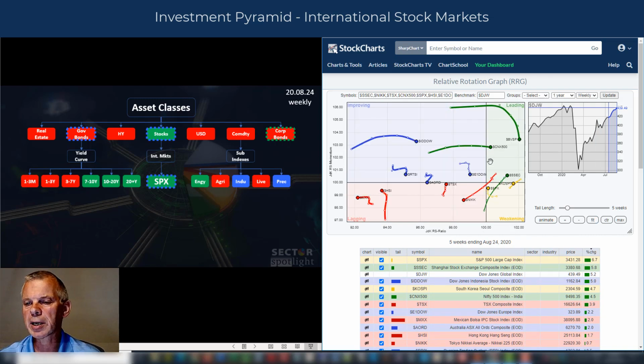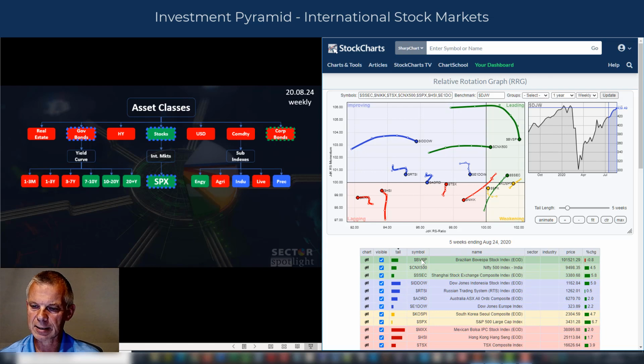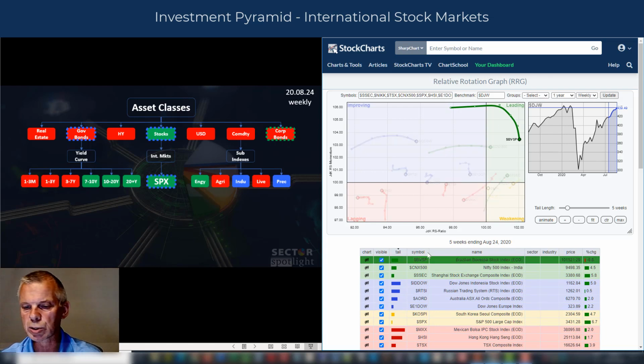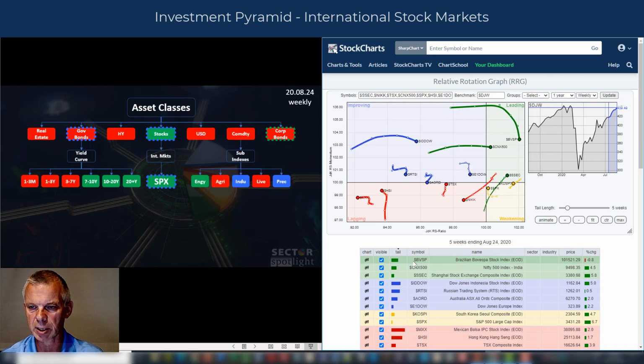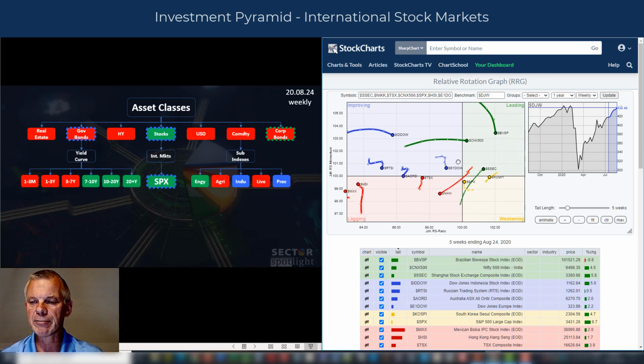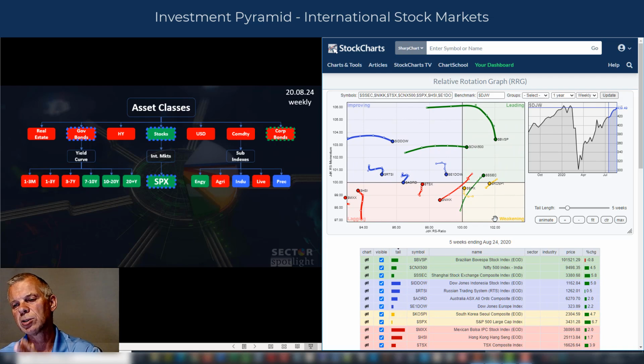Now, if we look at other markets, India is doing pretty good, moving from the improving into the leading quadrant, which is good. We have Brazil inside the leading quadrant, but losing relative strength. So we've got to see whether this is temporary or a definite rollover for the Brazilian market. The level of relative strength, the ratio, is not that strong. So not a very strong move. It's still good, but not a very strong move for Brazil.